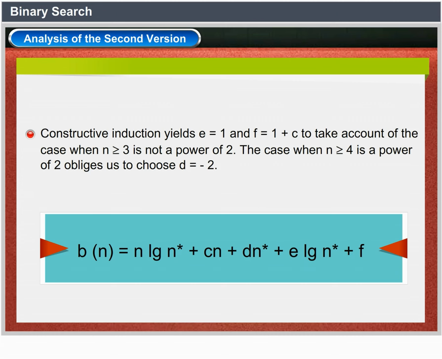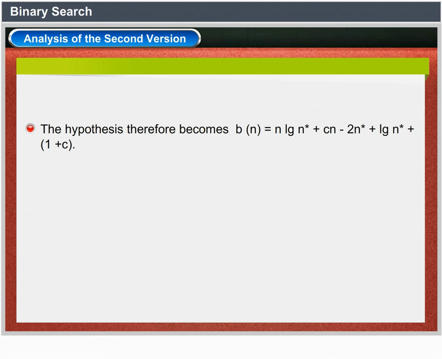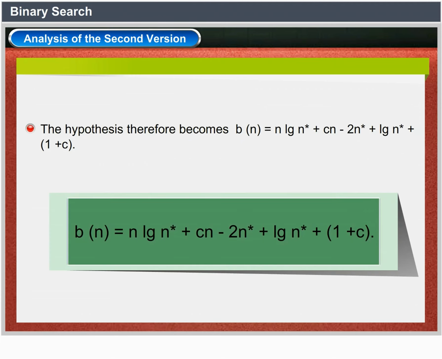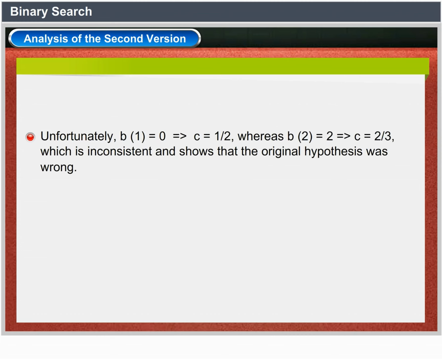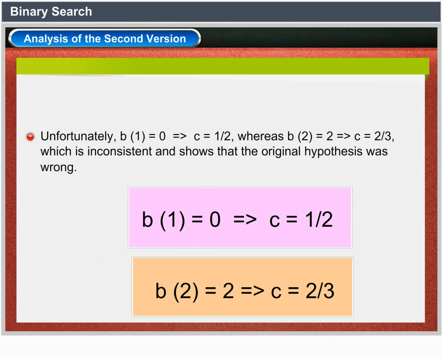The case when n greater than or equal to 4 is a power of 2 obliges us to choose D equals minus 2. The hypothesis therefore becomes B of n equals n log n star plus Cn minus 2n star plus log n star plus 1 plus C. Unfortunately, B of 1 equals 0 implies C equals 1 by 2, whereas B of 2 equals 2 implies C equals 2 by 3, which is inconsistent and shows that the original hypothesis was wrong.